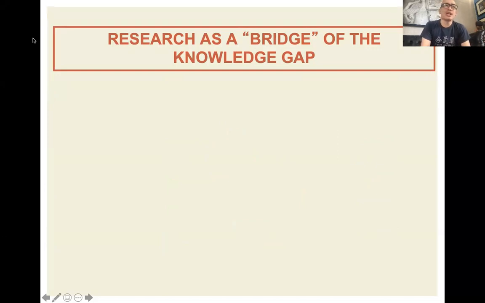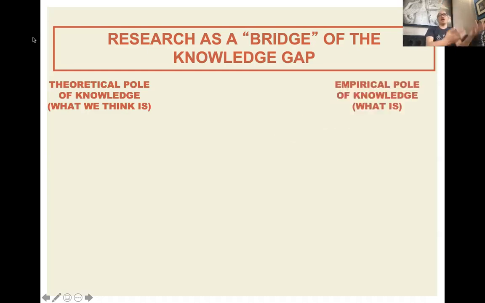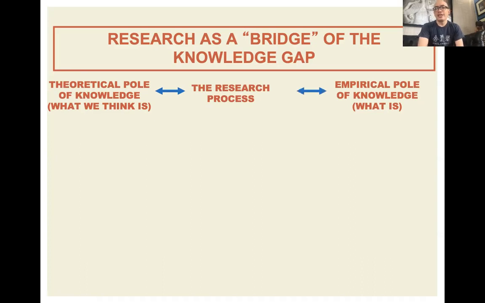And that tells you that on the one hand, what research really does is to actually put together the theoretical pole of knowledge, or how we think things should be, and the empirical pole of knowledge, or what actually things are. And what the research process does is to actually pull the tension between the two.